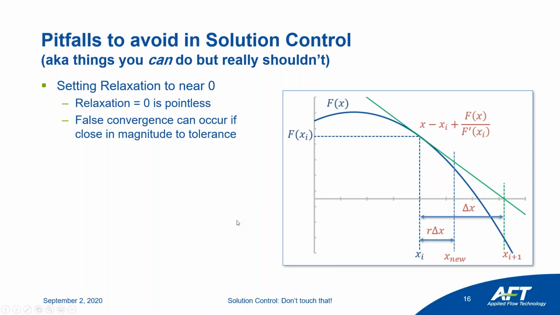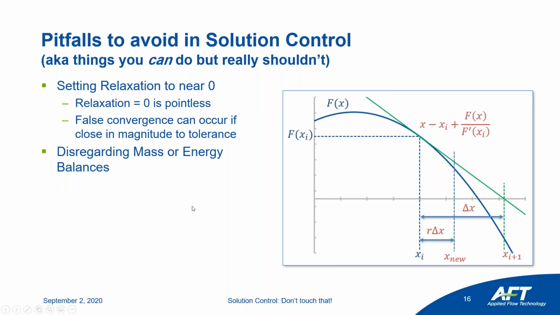Similarly, if you set relaxation very near to 0, you can see that same false convergence. And setting it equal to 0 is actually not allowed within our software. It'll just say, that's not a good idea, you shouldn't do it. So there are some checks on when you shouldn't be touching solution control in the wrong way.